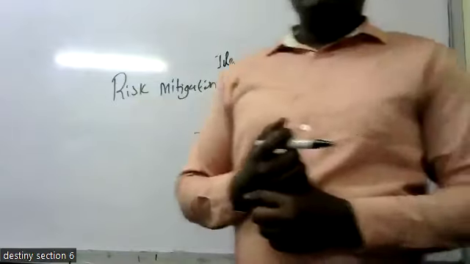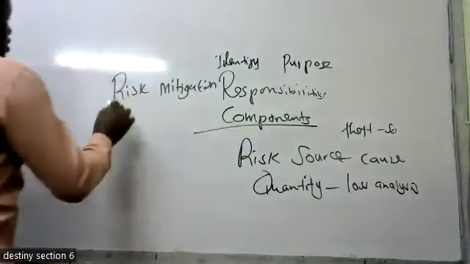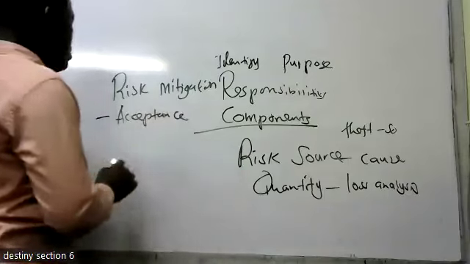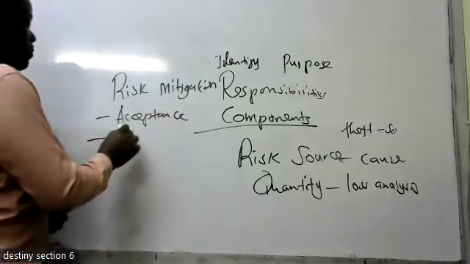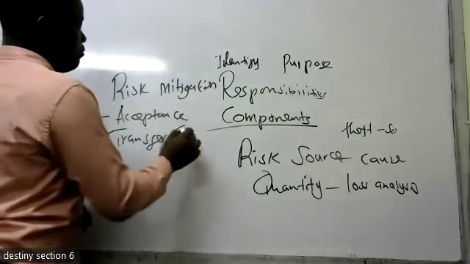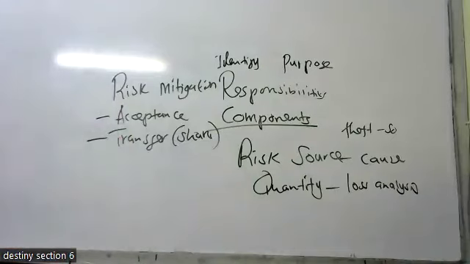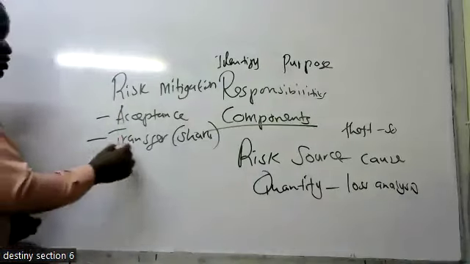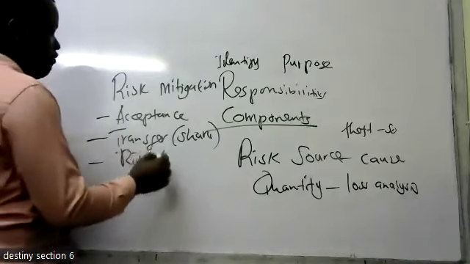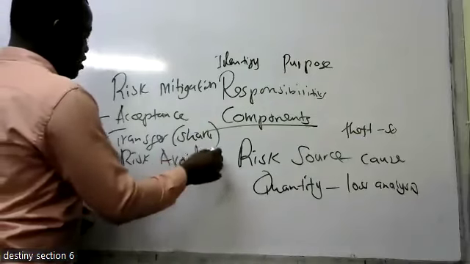There are a number of strategies that we can use. One, we have risk acceptance. Then you have risk transfer, or the sharing of the risk burden. You also have risk avoidance.